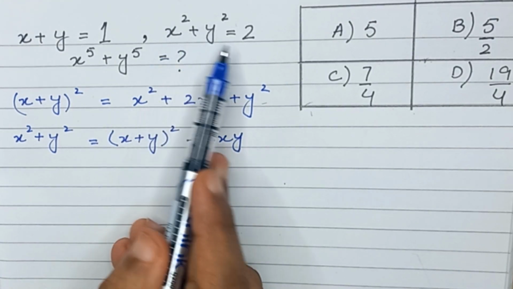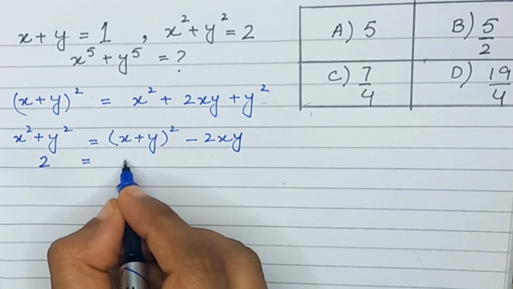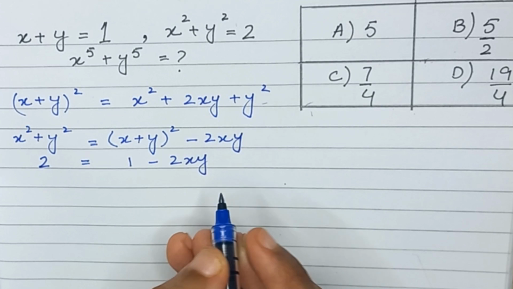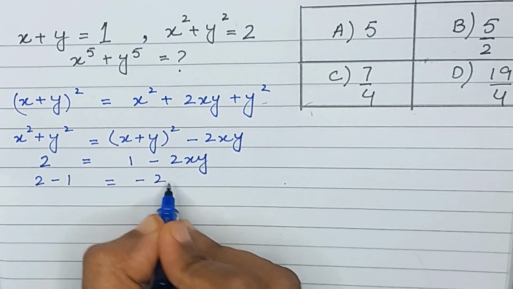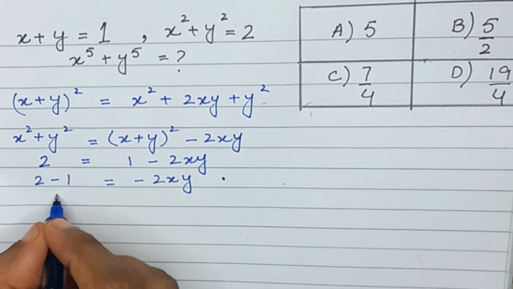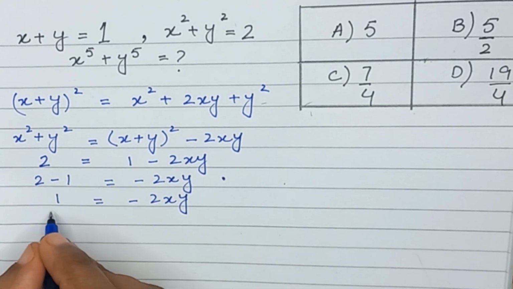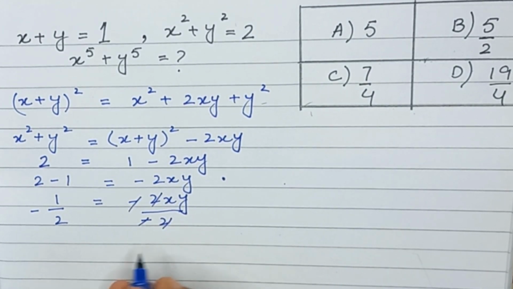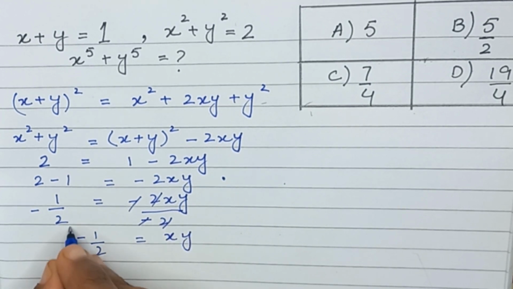And we know that x square plus y square is equal to 2, and x plus y whole square is equal to 1. 1 square is 1 minus 2xy. So 2 minus 1 is equal to minus 2xy, which is 1 is equal to minus 2xy. Now if we divide both sides by negative 2, negative 1 divided by 2 will be equal to xy.